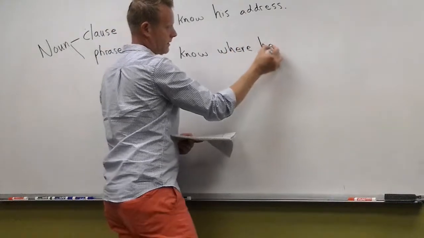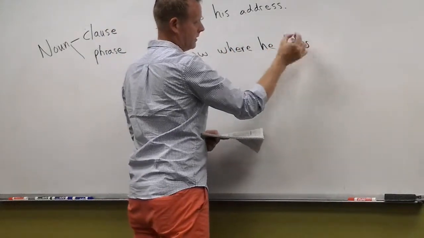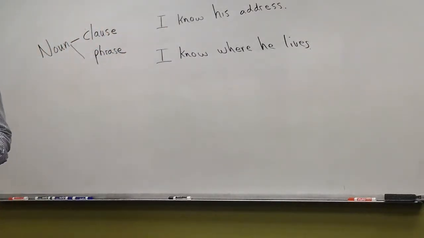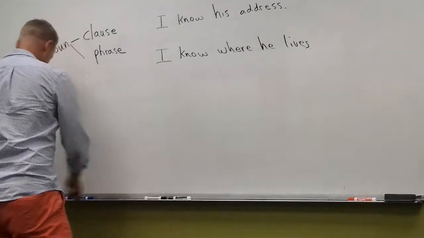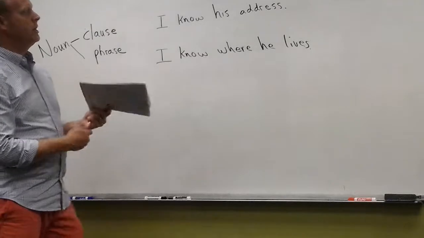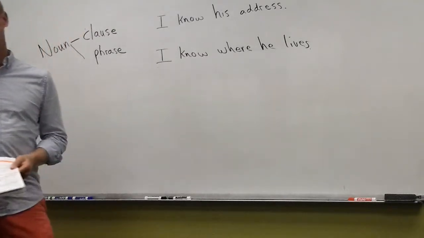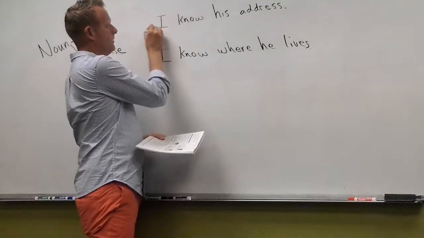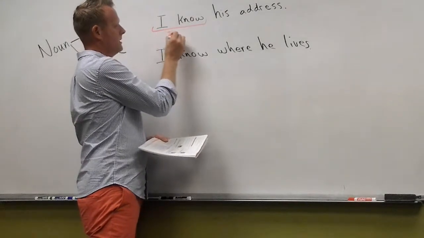Listen. First of all, remember what I told you. Always find the main clause and then find the dependent clause, okay? So, up here, in this example, I know his address. What's the independent clause? I know. That's the independent clause.